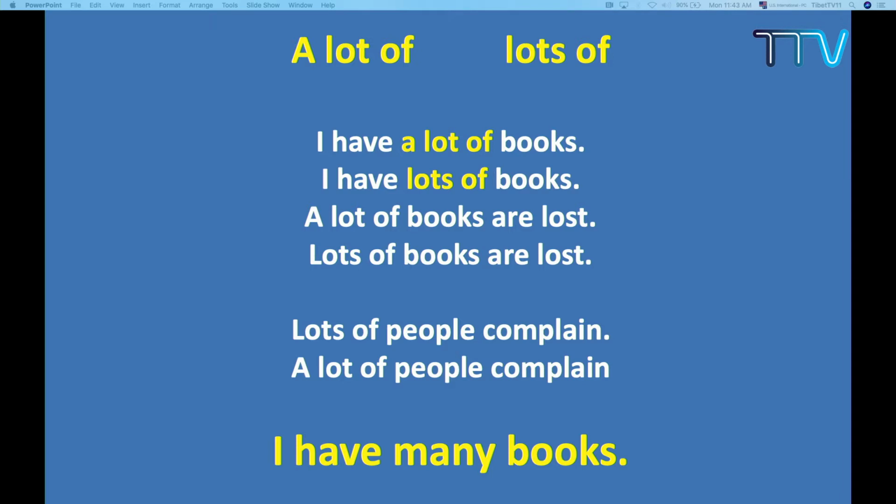Now, sometimes, if you have got some confusion, the best way is you can also come up with a substitute. That is, the best way is, I have many books. If you write like this, then there will be no confusion. You will not have any headache differentiating a lot of or lots of. So the best way is, I have many books. There is no need for you to worry about this. The meaning is the same. So that is the thing.